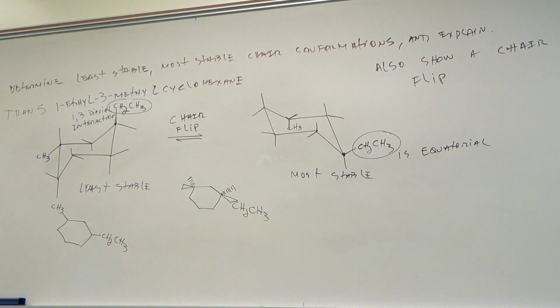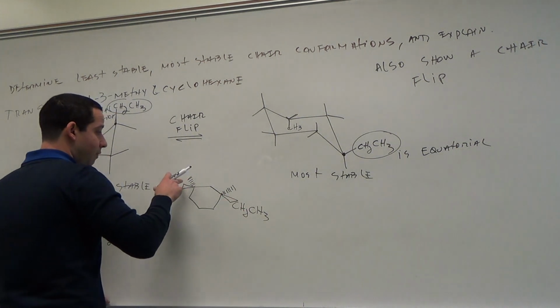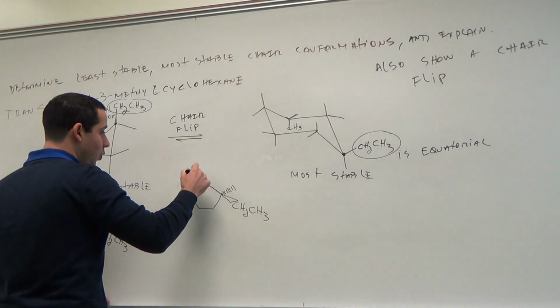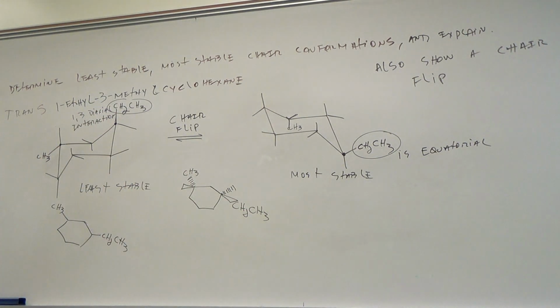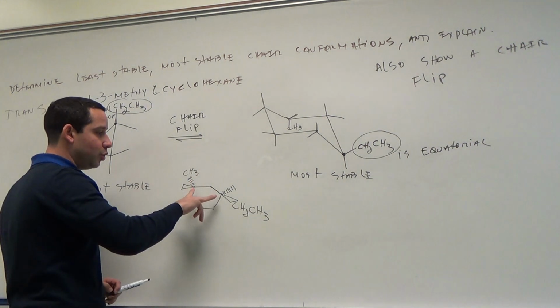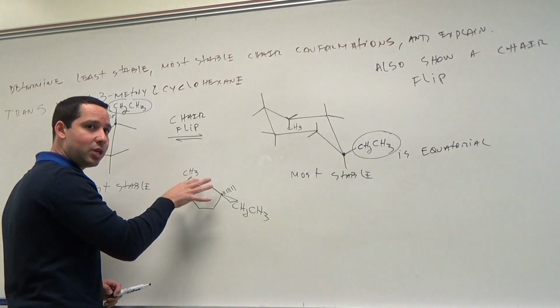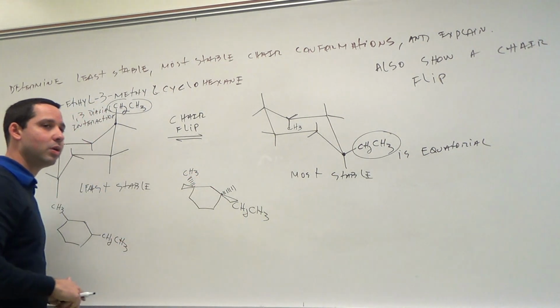If they are to be trans, is it going to be the wedge or the dash? The dash, okay? So if you put this here on the wedge, for this to be trans, the other group has to be here, because they are on opposite sides. And if you put them both in the dashes, that means they're on the same side, they're cis. If you put them on different ones, that means opposite.